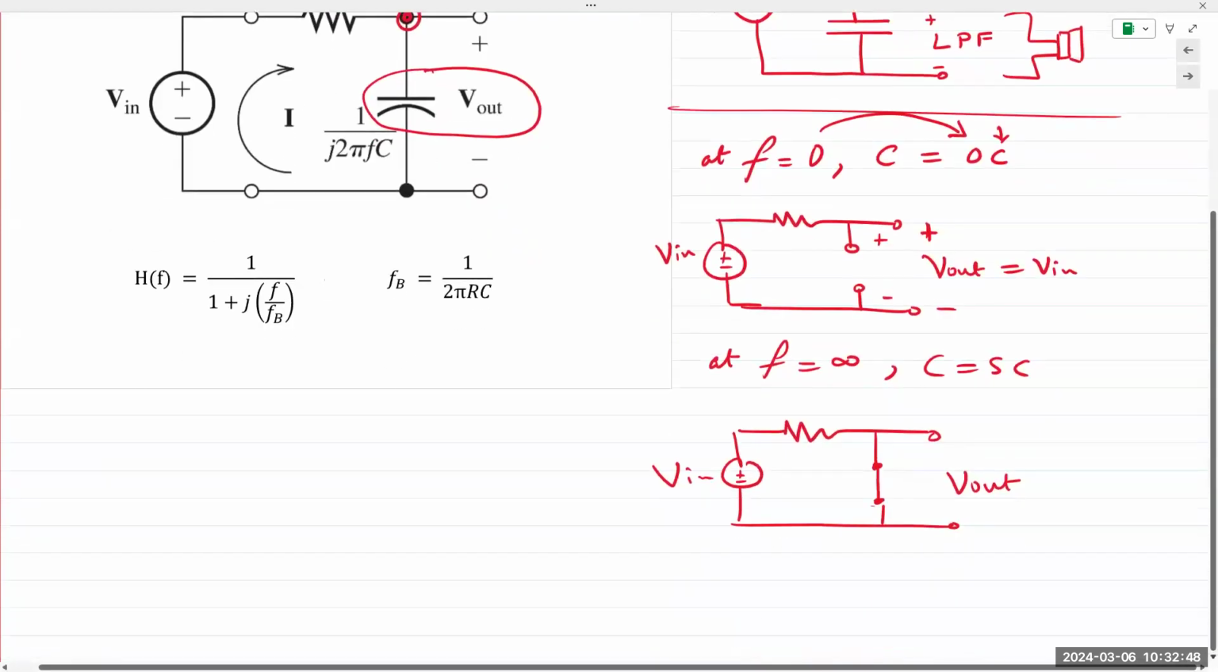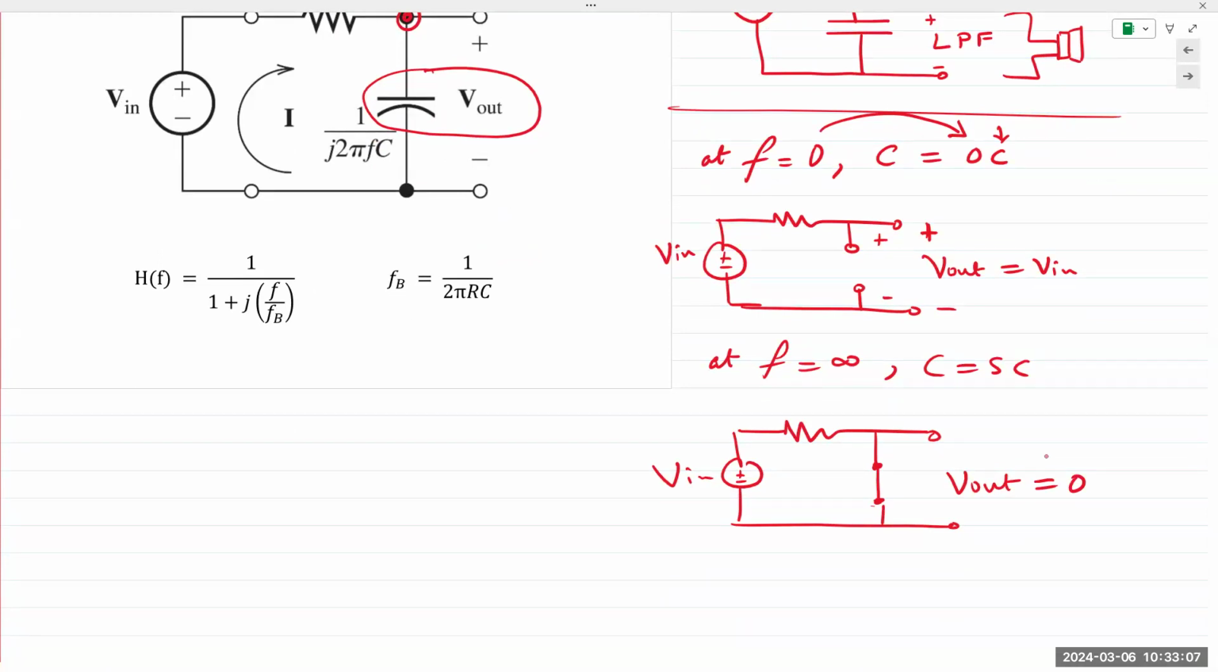If it's a short circuit, both points are joined or connected together, meaning the potential at both ends of those terminals is exactly the same. So what is my V out? 0. So V out is reduced to 0. Any current that's coming through the circuit is just passing through. So at low frequencies, V out is equal to V in.